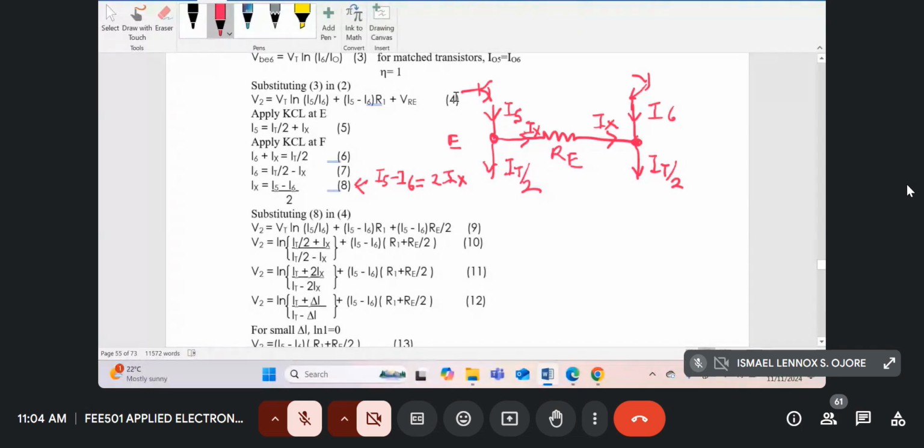So in equation 4, we're able to get the voltage across the resistance RE, which is IX into RE. So all that remains is for us to simplify. And the remaining part, VT into natural log I5 divided by I6. So, I've said, sub equation 8 in 4, you get 9.